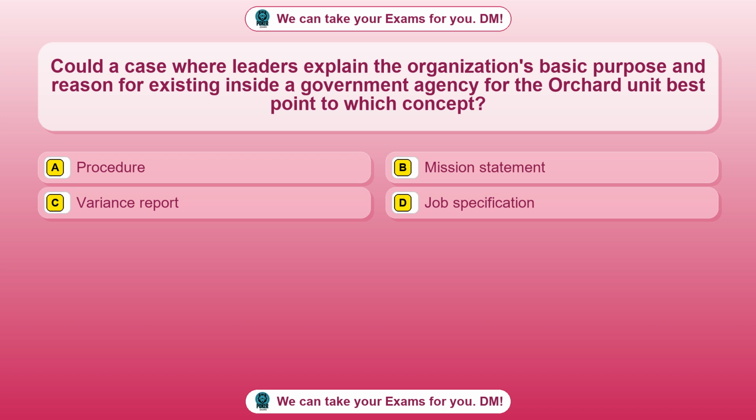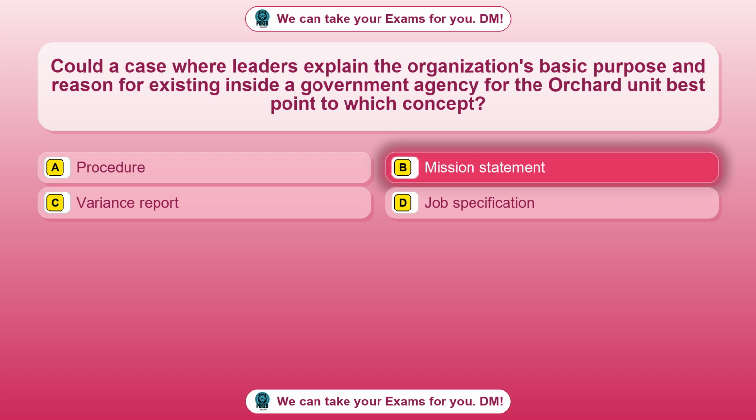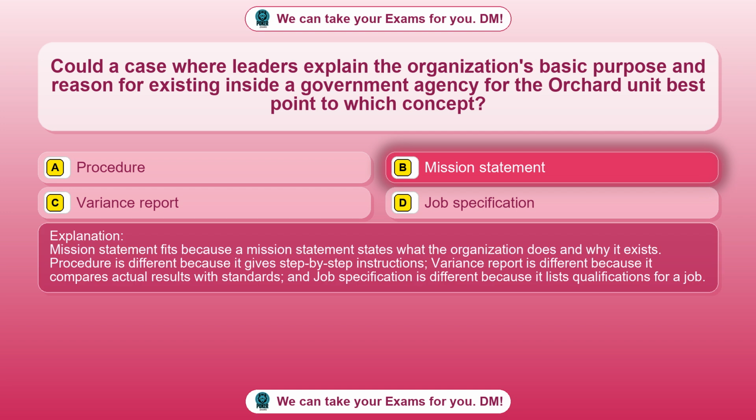Option A, procedure. Option B, mission statement. Option C, variance report. Option D, job specification. The correct answer is option B, mission statement. Mission statement fits because a mission statement states what the organization does and why it exists. Procedure is different because it gives step-by-step instructions. Variance report is different because it compares actual results with standards, and job specification is different because it lists qualifications for a job.